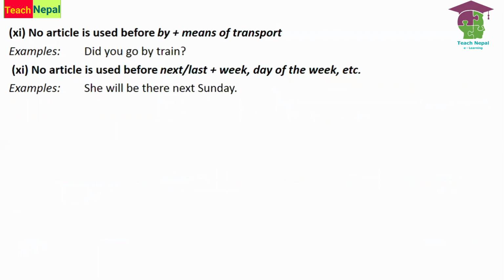No article is used before means of transport. For example, did you go by train? Did you go by bus? In this way, no article is used before next or last. This kind of time expression. She will be there next Sunday. In this way, we don't have to use an article.